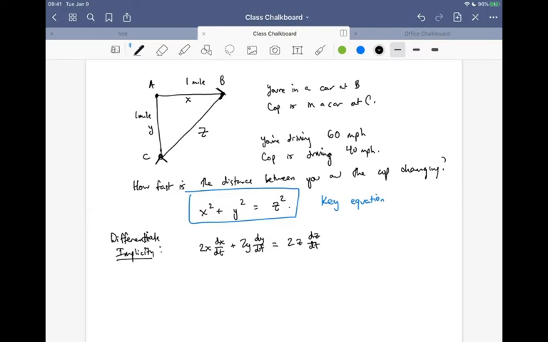Okay, so in this case, then, we need to substitute in what we know about the two rates at which we're driving. So let's come back up to here. If I'm driving 60 miles an hour, what does that say about dx/dt? And similarly, if the cop is driving at 40 miles an hour, then what are those two things got to be? So what does dx/dt need to be, and what does dy/dt need to be?